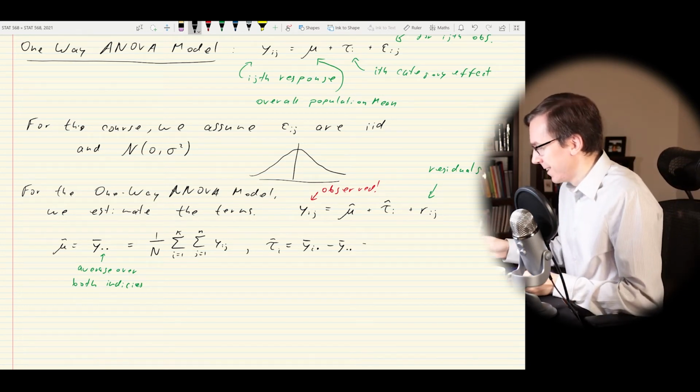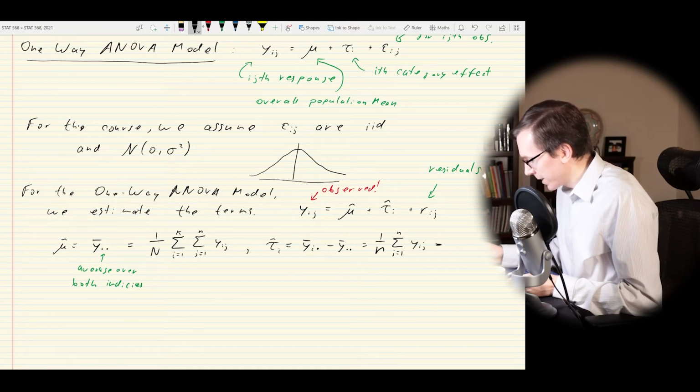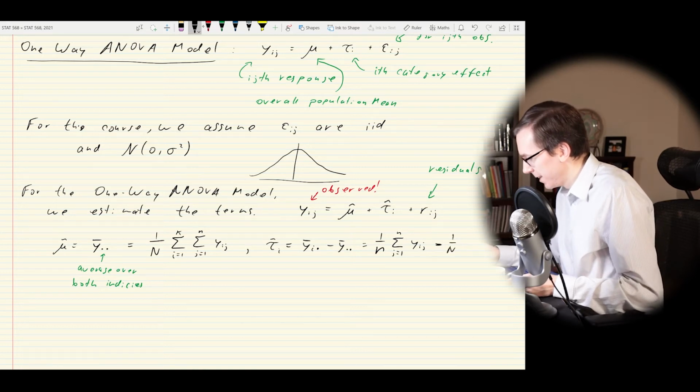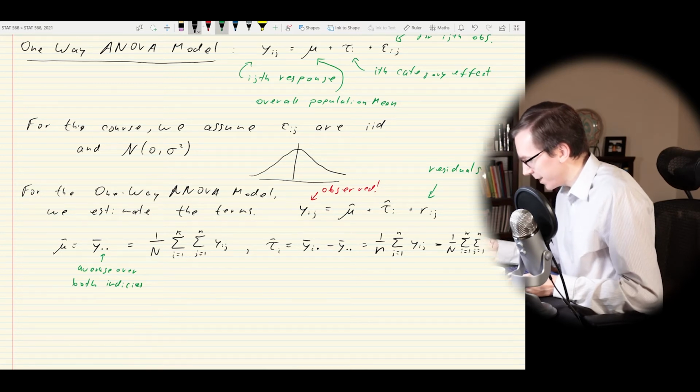Mathematically, it's nothing too profound. It's just going to be 1 over little n, the sum over j from 1 to little n of y_ij, and then we're going to subtract the global mean, which is that same thing that I wrote over there on the left: the sum over i from 1 to k, j from 1 to n of y_ij.